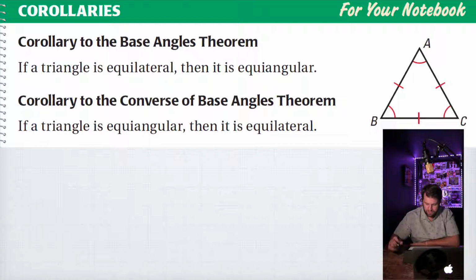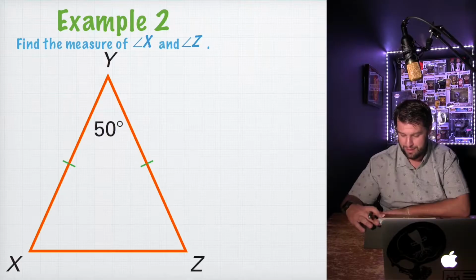Corollary to the converse of the base angles theorem. If a triangle is equiangular, then it is equilateral. So if you know all the angles are the same, you know all the sides are going to be the same. Okay. But just because you know two triangles are equiangular does not make them congruent. We need to remember that because you could have different lengths for sides. But if all three sides of two triangles are the same, you can prove they're congruent by the SSS congruence theorem, the first one we learned.